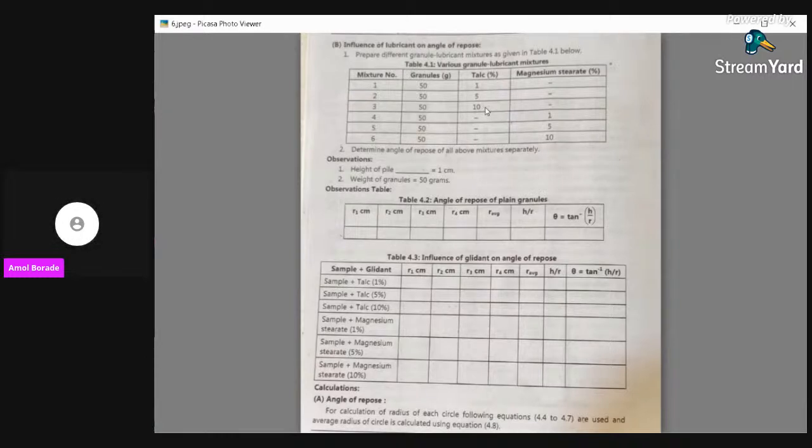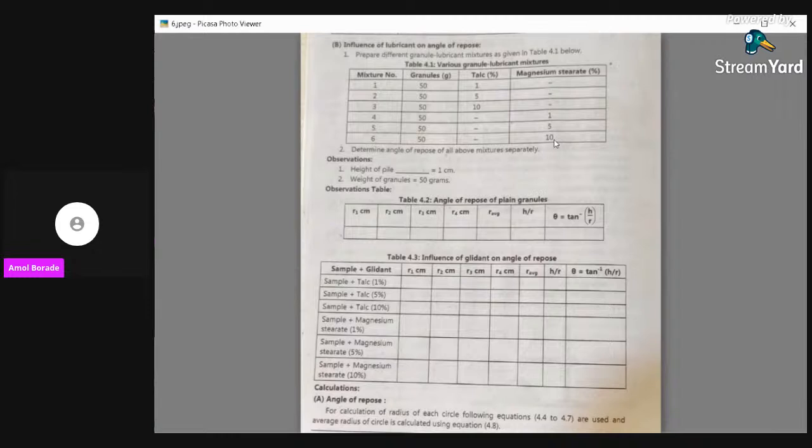Similarly, again take fresh 50 gram granules. This time you have to add 1% magnesium stearate. In the next batch, take 50 gram granules and 5% magnesium stearate. And in the last batch, again take fresh 50 gram granules, but this time add 10% magnesium stearate. Make a blend of that, pour it into the funnel, and you will get the heap of the powder, and then you will get the circle.